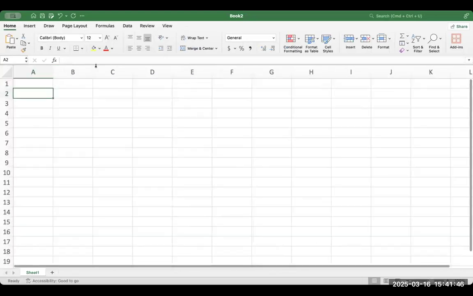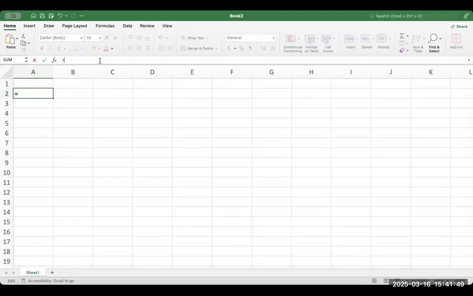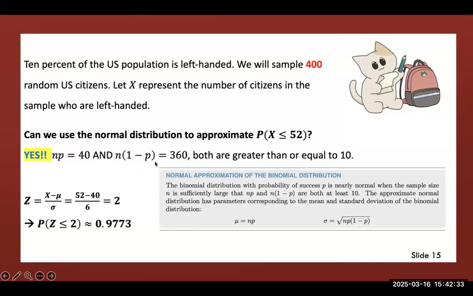Remember, in order to use the normal distribution, we're going to type equals norm.dist. We put our z-score, which we said was 2, comma, the mean of the standard normal table is 0, the standard deviation is 1, and we're going to put true because we want the probability z is less than or equal to 2, and we get about 0.9773. So I have the probability z less than or equal to 2 is 0.9773.